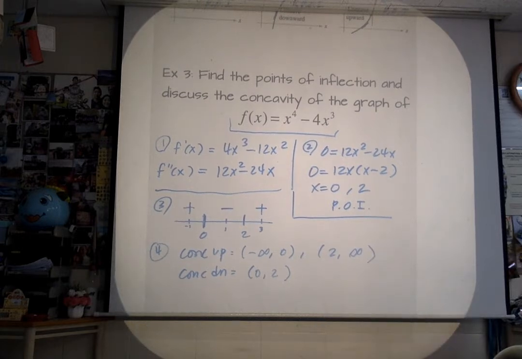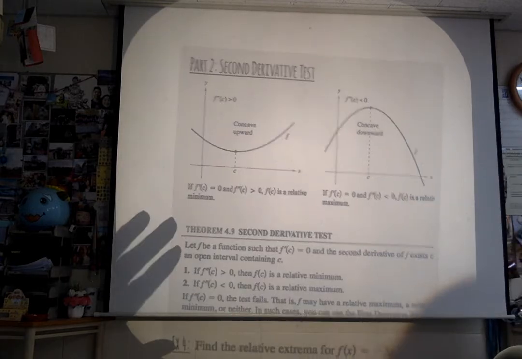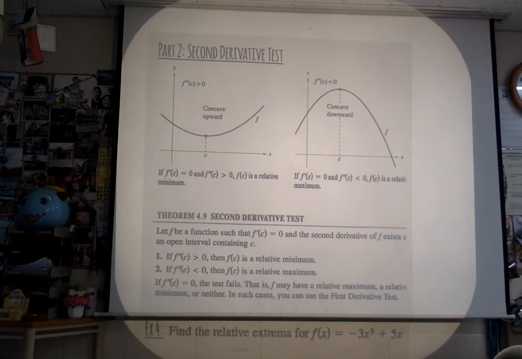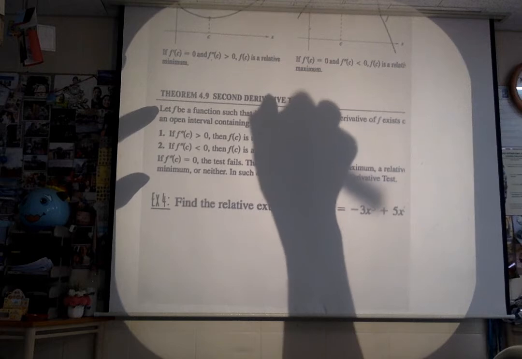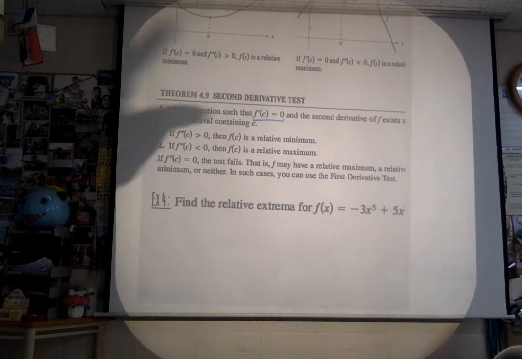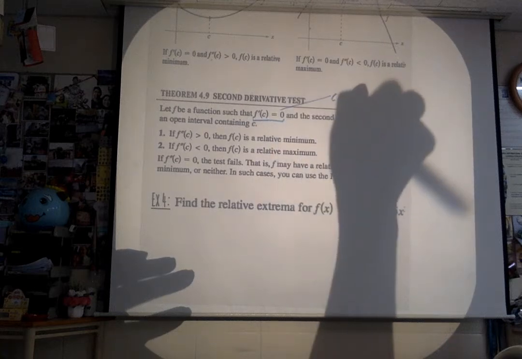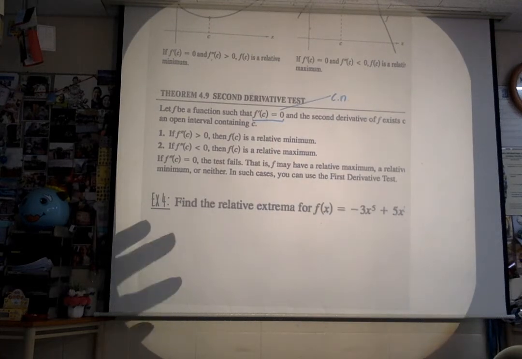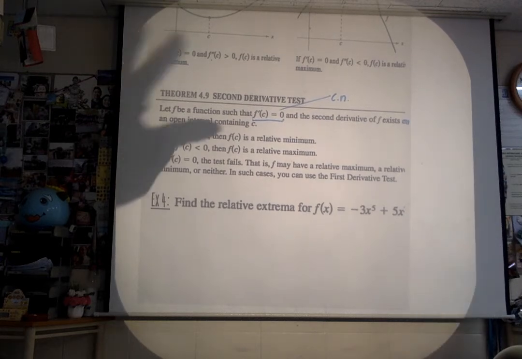All right. So now, we've been using it, but I'm going to formally introduce you to the second derivative test. The second derivative test says this: let f be a function such that the first derivative of c is 0. So we know that, and we know what that means. That's a critical number. And the second derivative of f exists on an open interval containing c.